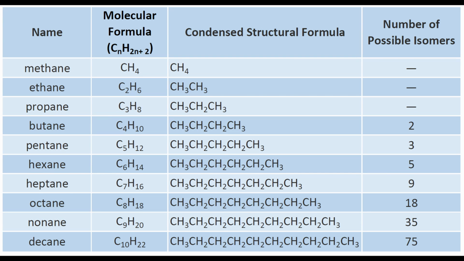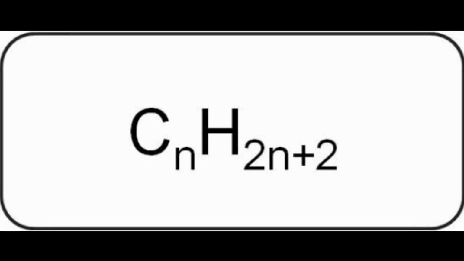As we can see, the hydrocarbons follow a specific pattern or rule. That is the standard formula of alkanes. Each added carbon atom adds 2 hydrogen atoms.